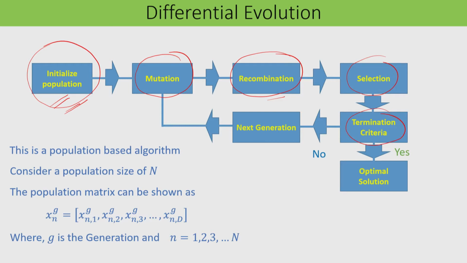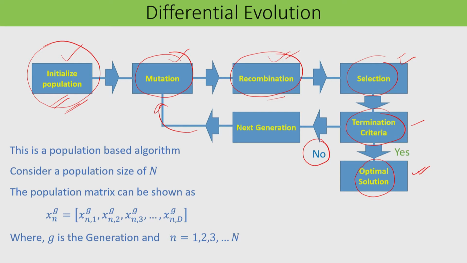The selection operator is basically used to select the best one, and then we will check for the termination criteria. If it is satisfied, then we will declare that this is the solution, otherwise this process will continue. So, we will go to the next generation and this process will continue until we reach the termination criteria. So, this is the algorithm. The steps are: initialize population, then go for mutation, go for recombination, then go for selection, then check for termination criteria. If it is satisfied, then you declare the optimal solution, and if not, this process will continue.